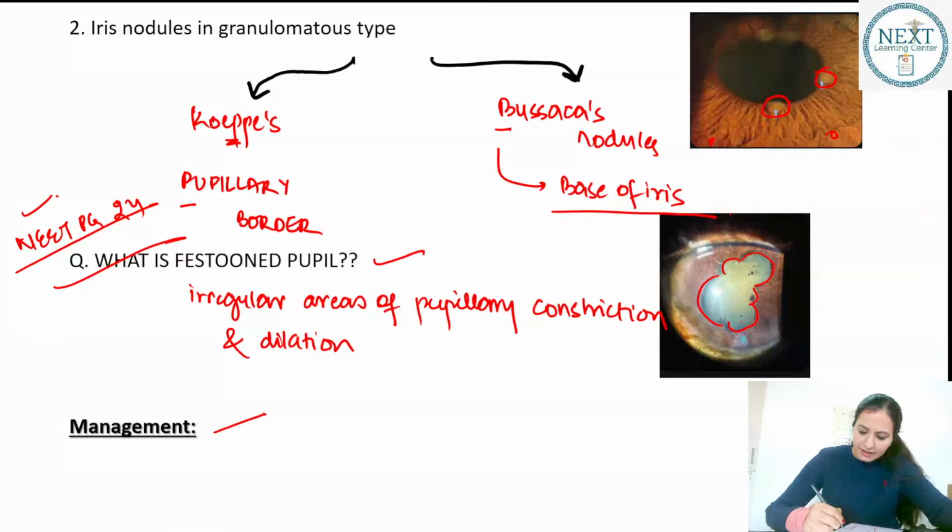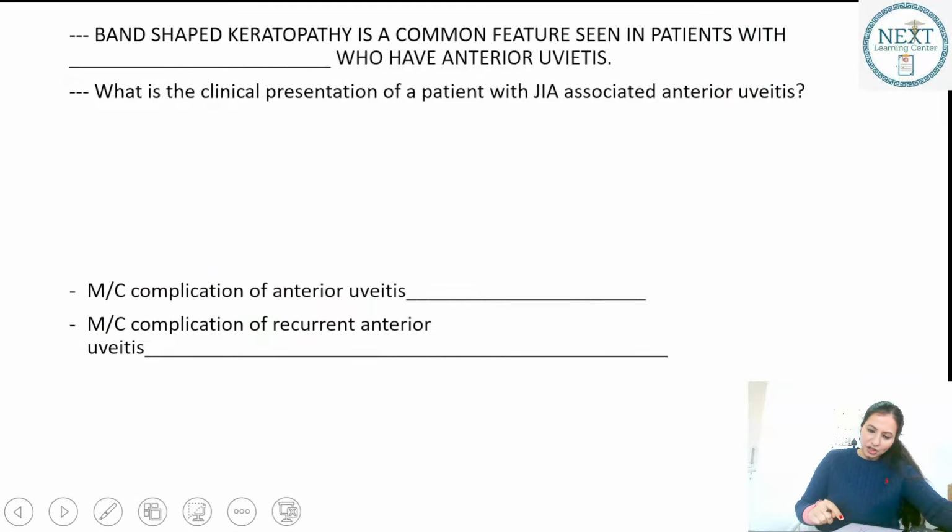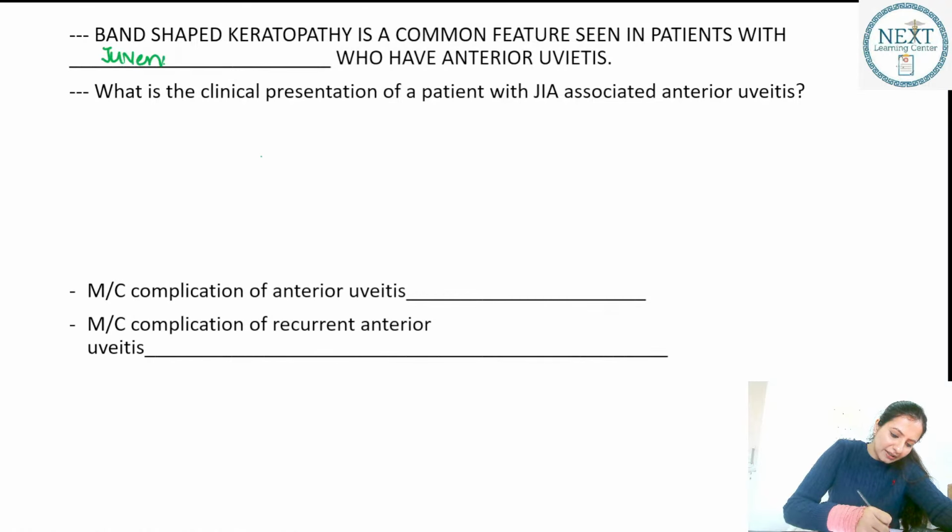Management will be, since there is inflammation, you have to give steroids. Along with that, since there is photophobia, you have to give cycloplegics to relieve the ciliary muscle spasm. Band shaped keratopathy is a common feature in patients of juvenile idiopathic arthritis who have anterior uveitis.